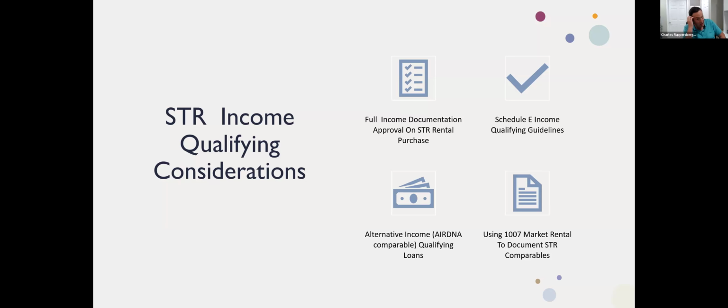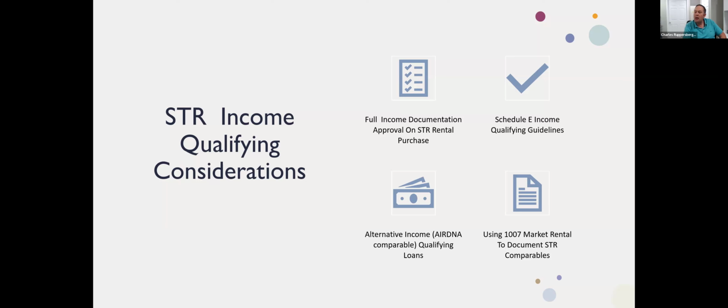Does anyone here know what a 1007 is? A market rent report. Okay. A 1007 is an appraisal based on market rent that the appraiser does. That can be used to actually qualify the loan on a purchase, so you can use that market rent as income.